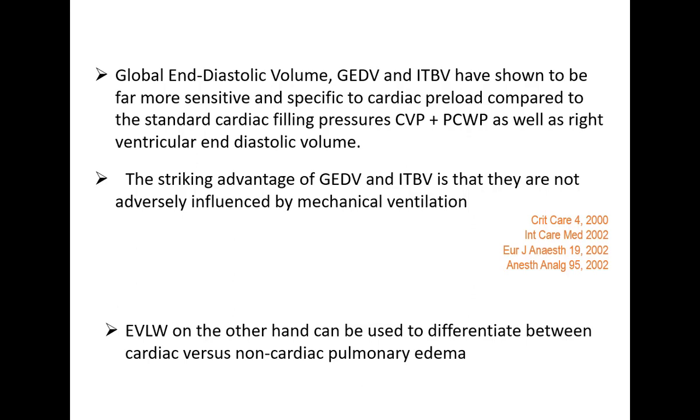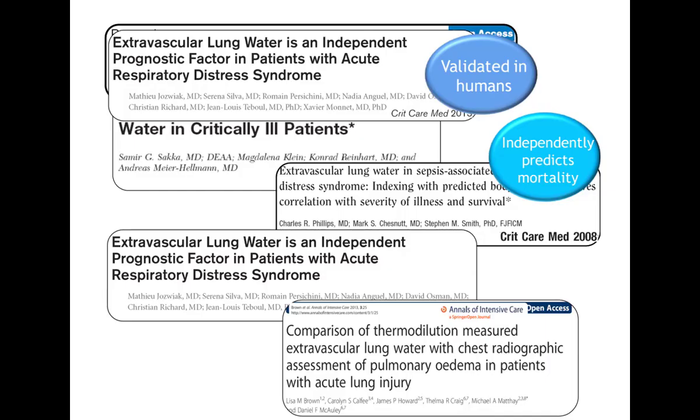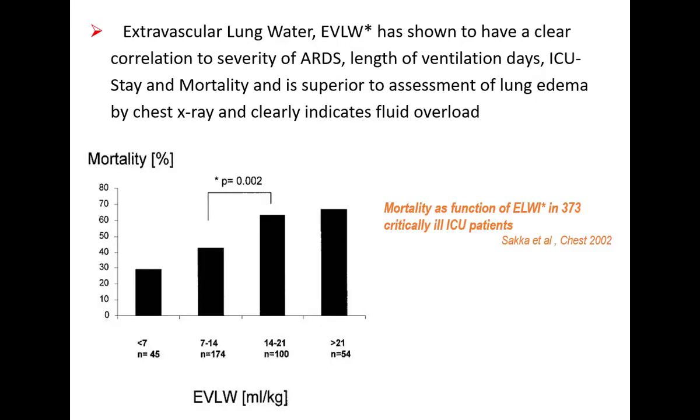The best thing about the global end diastolic volume is that it is not affected by mechanical ventilation. So it remains the same irrespective of which phase of mechanical ventilation it is. Is it positive pressure ventilation? Is it spontaneous breathing? It doesn't really matter. It remains the same. And obviously extravascular lung water by itself is a very poor indicator, and it tells you that the mortality goes sky high as soon as it goes above 7.